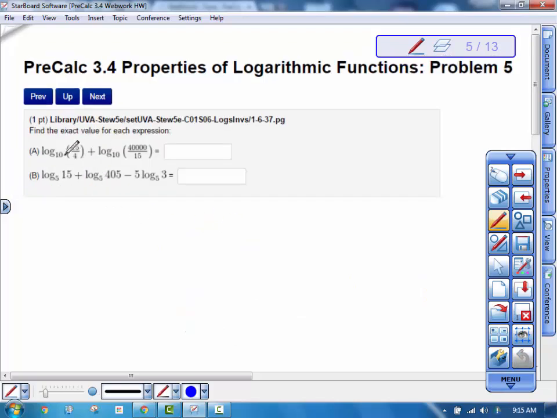Okay, next problem, I want to simplify these to get an exact value. So we have the sum of two logs, which, if they have the same base, we can make the log of a product. So 15 over 4 times 40,000 divided by 15. These 15s cancel, and I have 40,000 divided by 4, which would be 10,000, so it'll be the log of 10,000. And that's our exact value.